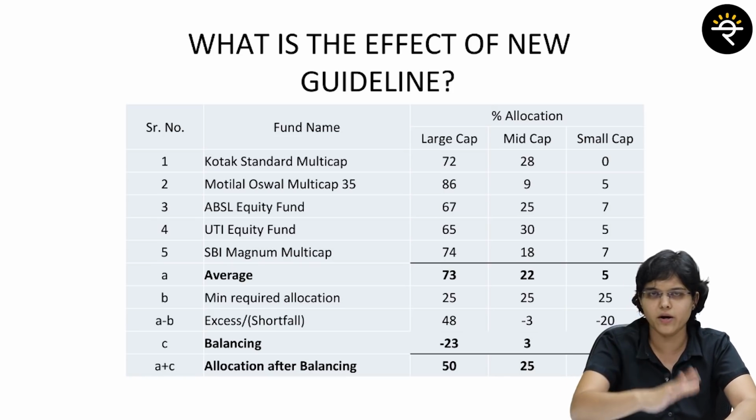Very, very important point coming up here. What is that? A single mutual fund house can have only one mutual fund per category. Means what? Kotak mutual fund can't have 2 large cap funds at a time. ABSL can't have 2 large cap funds at a time. So what will happen? They'll merge into one fund.